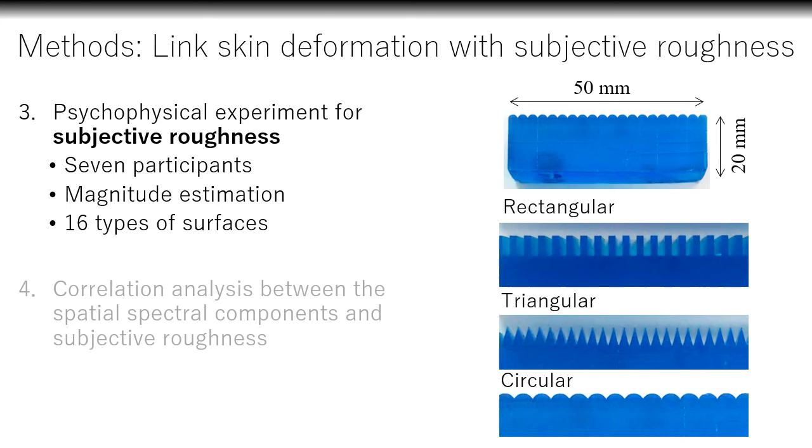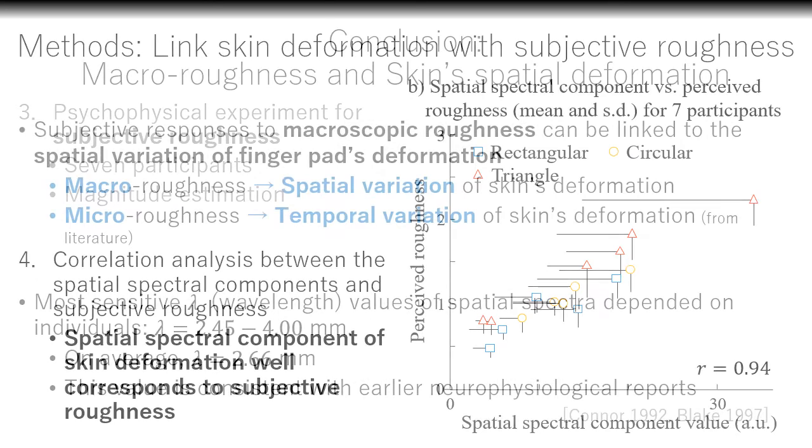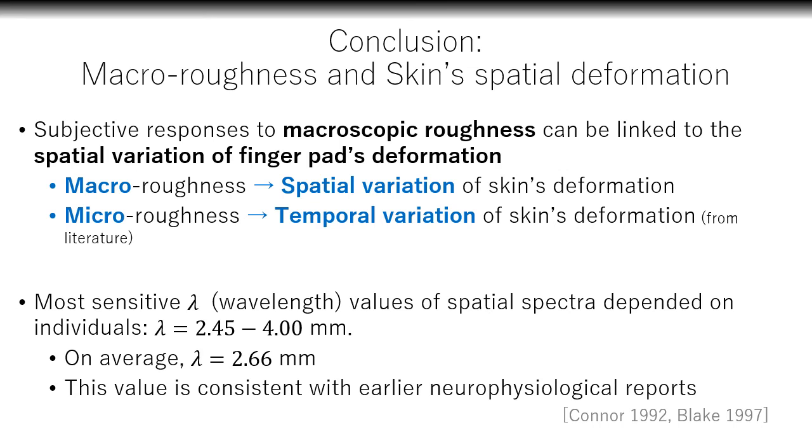Third, the subjective roughness is investigated by the method of magnitude estimation. We used 16 types of surfaces. Finally, we conducted the correlation analysis between the spatial spectral components and subjective roughness. They exhibited a high correlation coefficient of 0.94. We found that the subjective responses to macro roughness can be linked to the spatial variation of the finger pad's deformation.